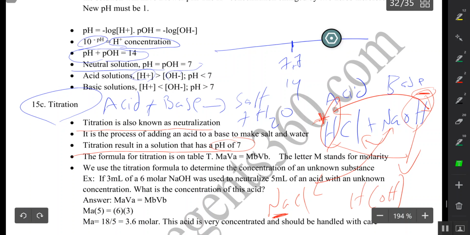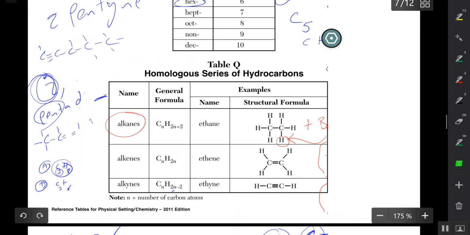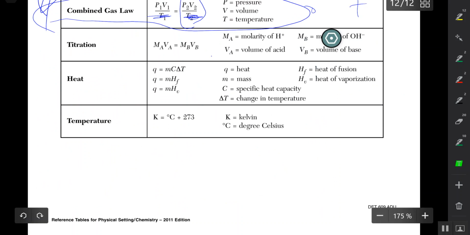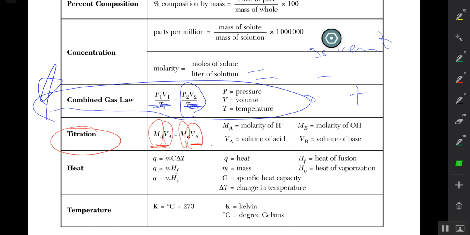You can identify the concentration of a solution using this titration formula. MAVA equals MBVB, and this formula is actually present on table T. So here's table T, the titration formula. MAVA equals MBVB, the molarity of the acid, multiplied by the volume of the acid, shall equal the molarity of the base multiplied by the volume of the base. Okay?